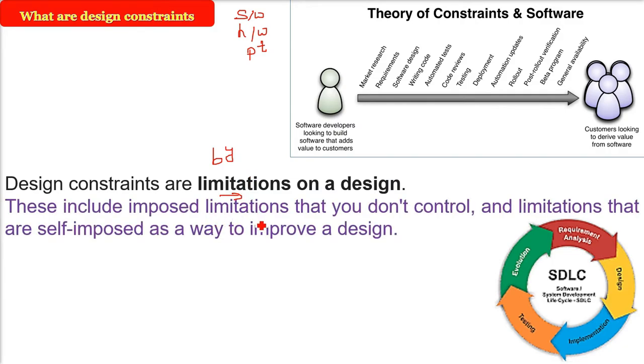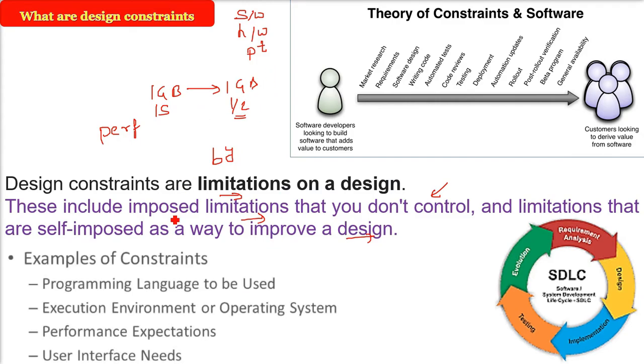This includes the imposed limitations that you have no idea about or can't control, and the limitations that are self-imposed as a way to improve a design. You can also self-impose them. Okay, we want to improve our design, we need this limitation. Or, as I said, the user might have given it to you, or the environment. For example, the user has said, I want 1 GB in 1 second. This is a design constraint, because if you give him 1 GB in, say, 50 seconds or 1 minute, he will not appreciate your software or system. So this kind of imposition is a design constraint.